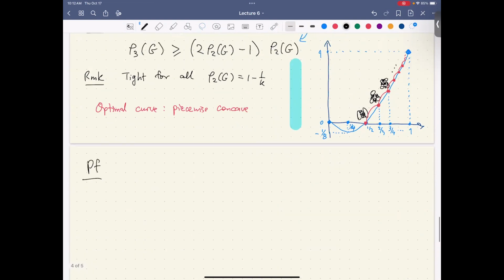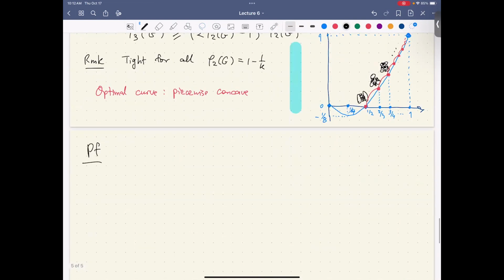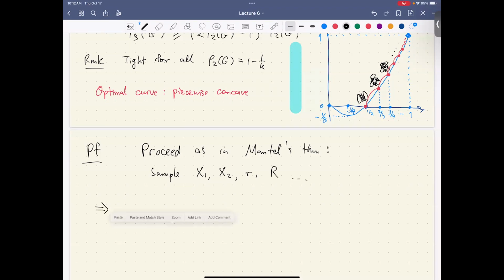Proof of Goodman's bound. Proceed as in Mantel's theorem. That means we're going to sample x1, x2, little r, capital R, and we get this thing.